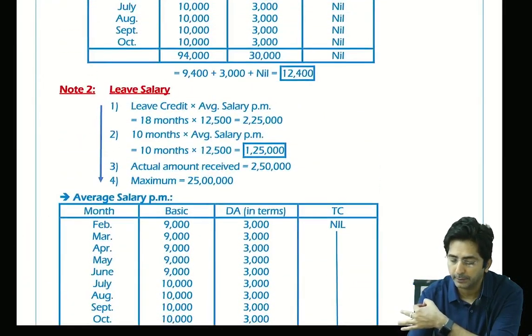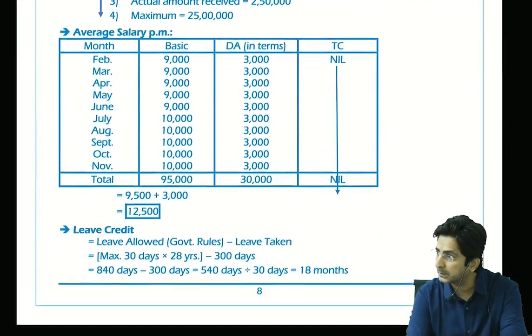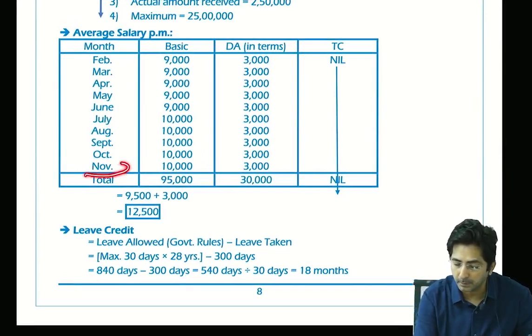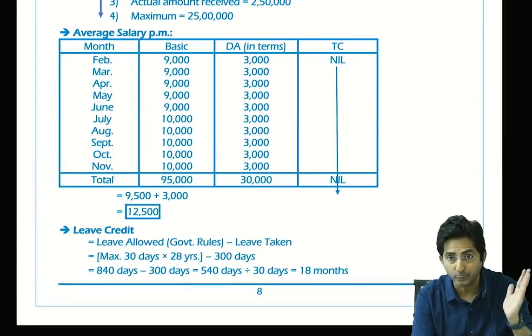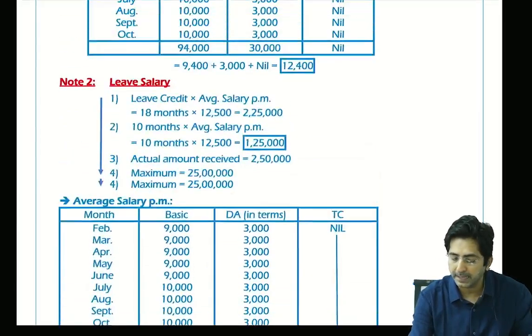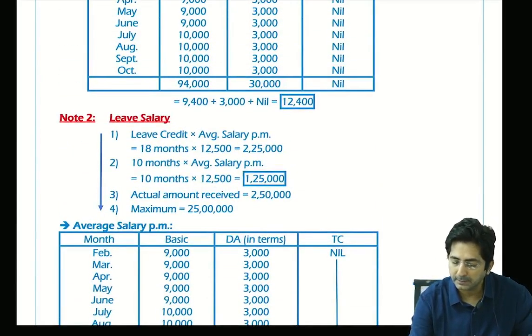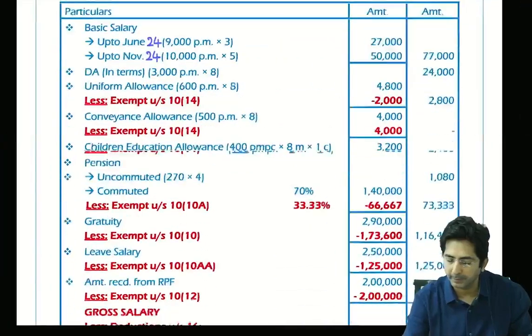And then this leave credit you multiply by the average salary per month. But here the average working will be a little different. Here you have to take up to the date of retirement, so even the retirement month you have to consider. So if I consider November month also, my list of 10 months will be a little different than that in gratuity. Okay. So accordingly my average comes to 12,500. So leave credit into average salary comes to 2,25,000. 10 months into average salary is 1,25,000. And then out of the 4, whichever is less, 1,25,000. Okay. So this 1,25,000 you will minus.